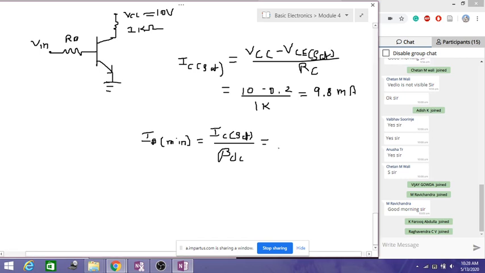So this is equal to 9.8 milliamperes by beta DC, which is 125. Which is equal to 78.4 microamperes. That is what we got here. So we got the IB requirement at saturation.